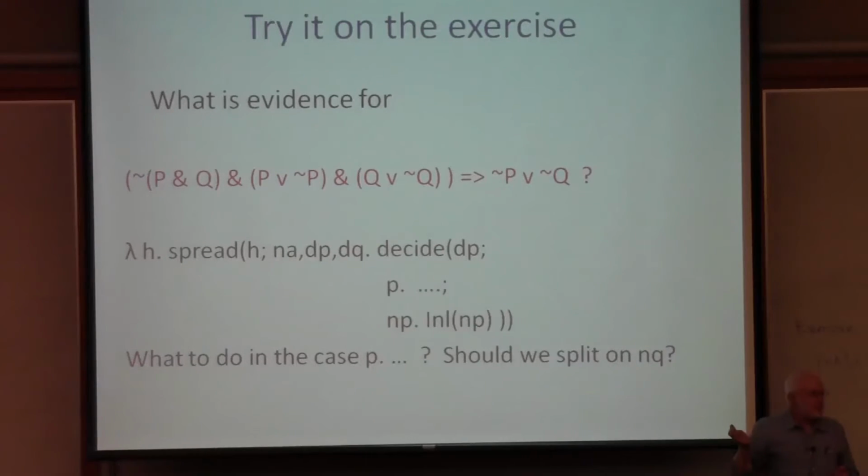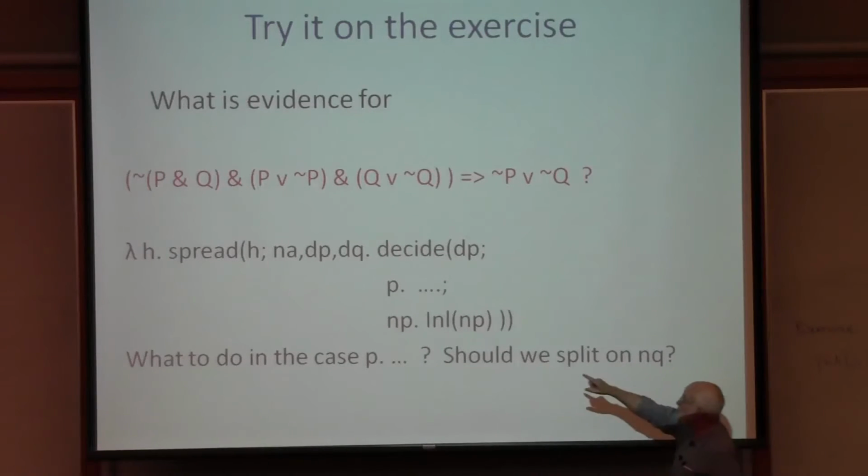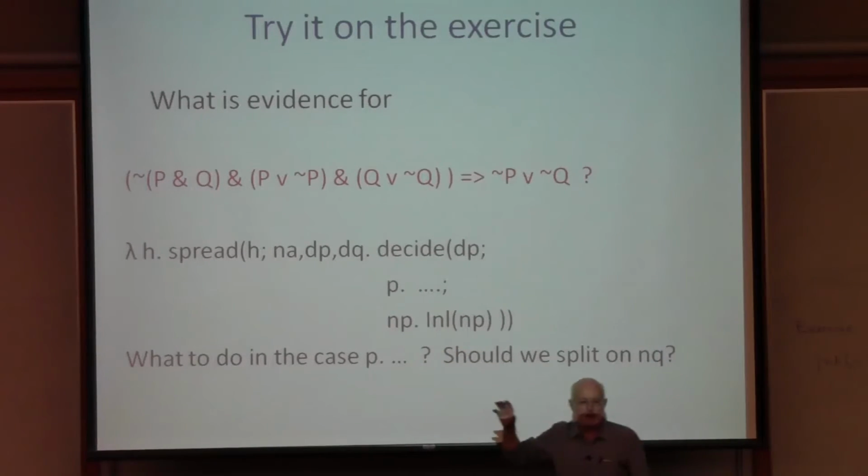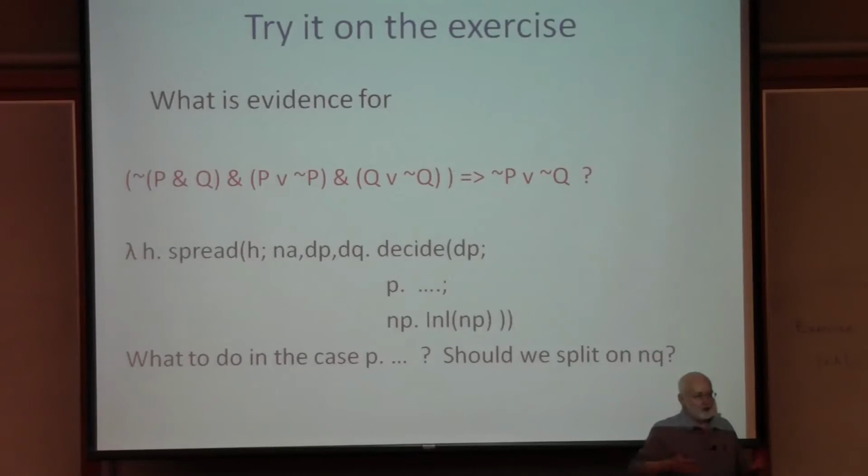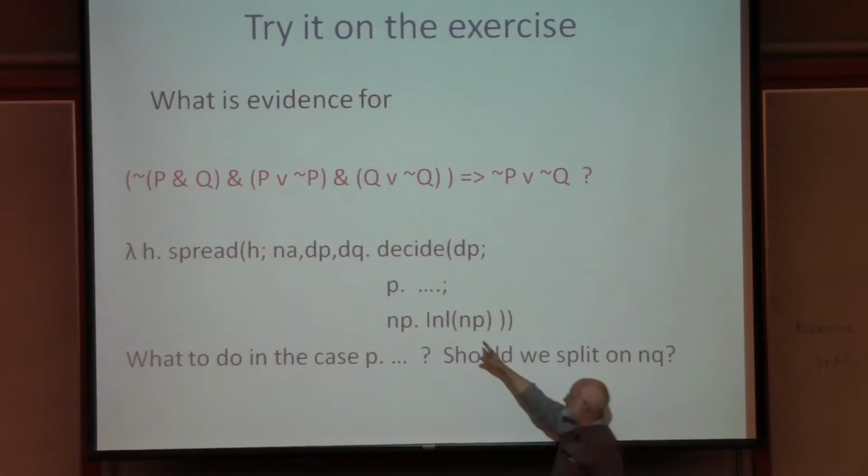When I've got Q, you say, oh, this is great. Now I've got P and Q, and I can use the not P and not Q and get false, and from false I can get anything. So that's one way you could have done this second bit.